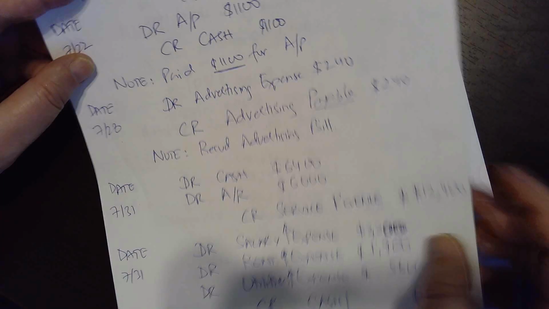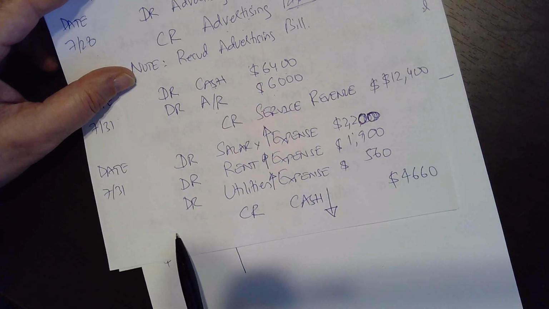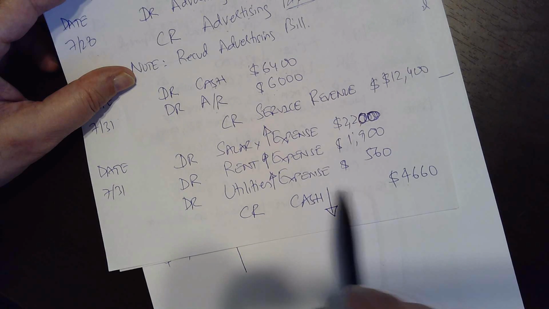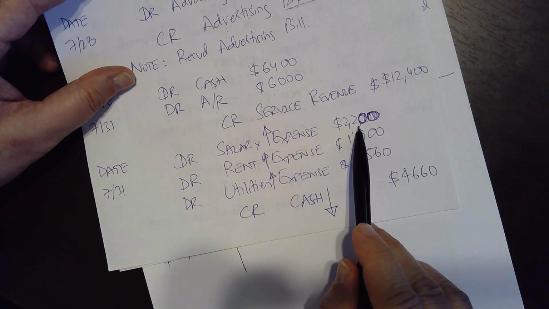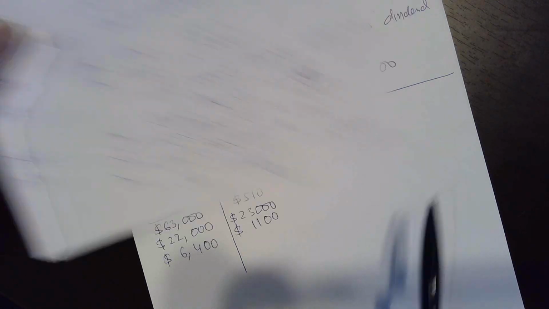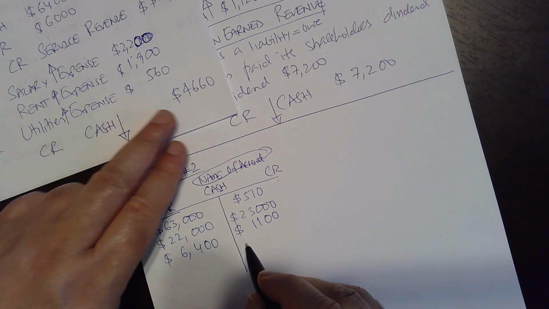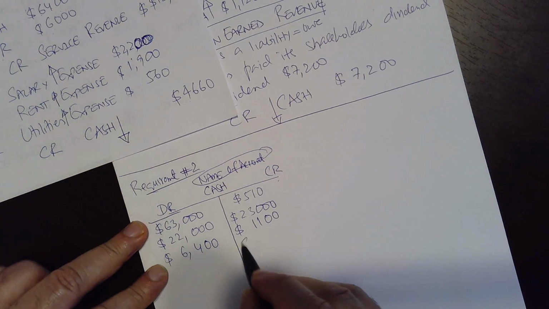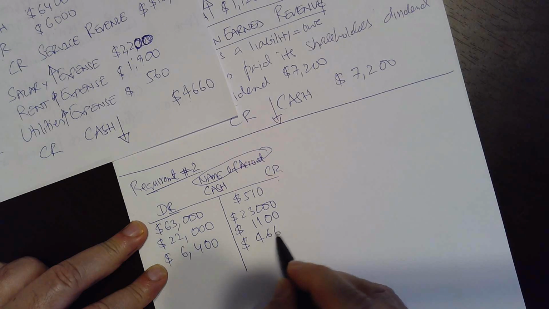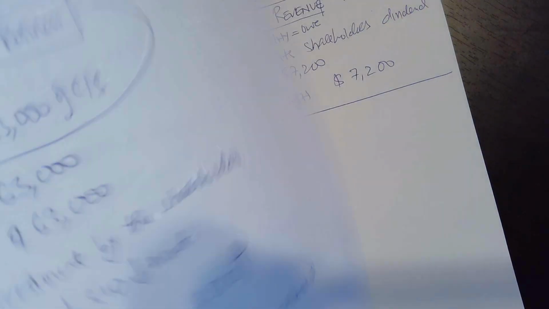Okay. The next thing we're going to do is on July 31st, we pay a cash of $4,660, and we paid it for salary expense, rent expense, and utility expense. So we have paid, so we credit this cash for $4,660. So we're going to do $4,660. Okay, let's move to the next transaction.